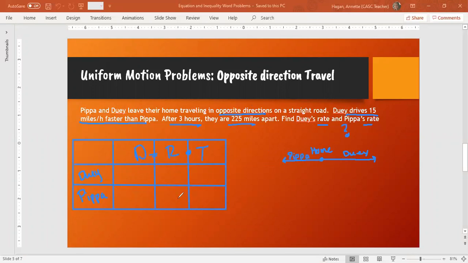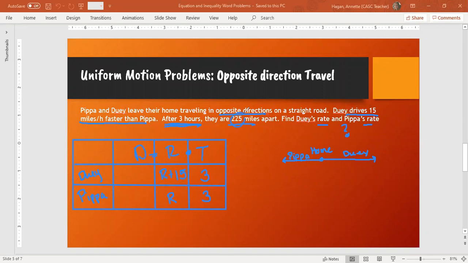So let's see what we have. Let's go on what we know. We know both of their times. They both were driving 3 hours. They left at the same time, and they both drove 3 hours. So that's a little bit different. Usually we don't know time. All right, we know that Dewey drives 15 miles per hour faster than Pippa. So we don't know Pippa's rate, but we know that Dewey's rate is Pippa's plus 15, okay?